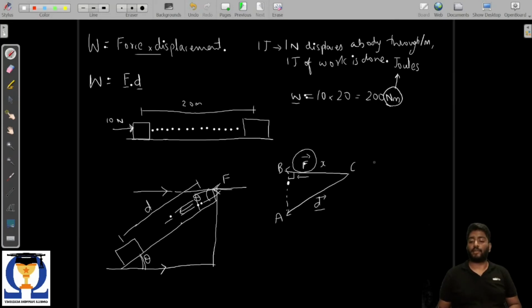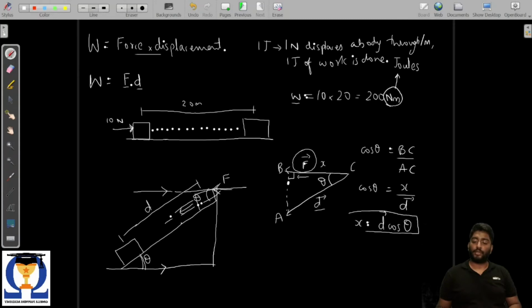This will of course be a right angle. And since this angle is also theta, we just saw that this angle is also theta. In this triangle ABC, I will apply cos of theta. So cos of theta will be BC by AC, and BC is x and AC is the B vector. So x will be equal to d cos theta. So this d cos theta is the component of the displacement along the direction of the force.